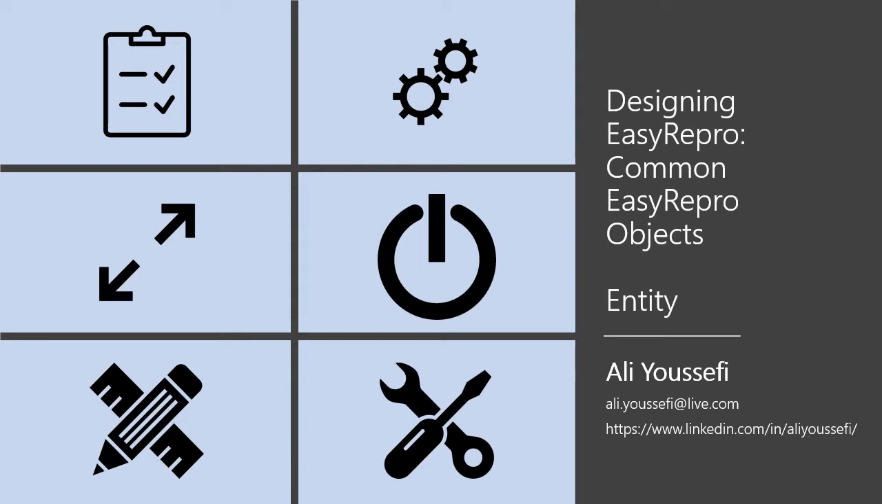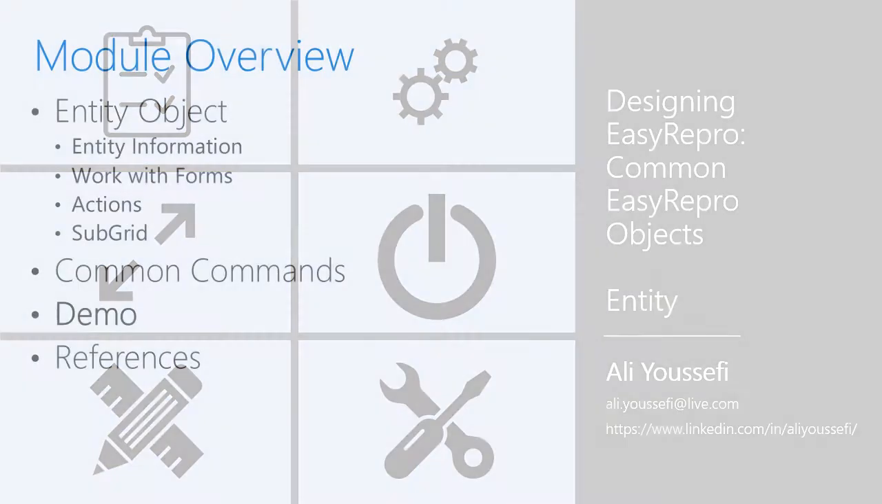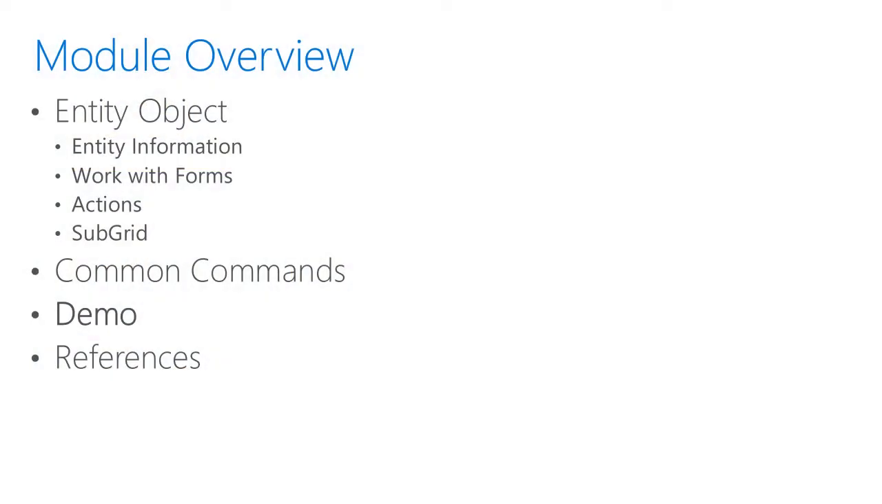Designing EasyRepro, we'll look at a common EasyRepro object called the entity object. We're going to review the entity object, including entity information, working with forms, actions, and subgrid, some common commands. We'll perform a demo, and finally leave with some references.